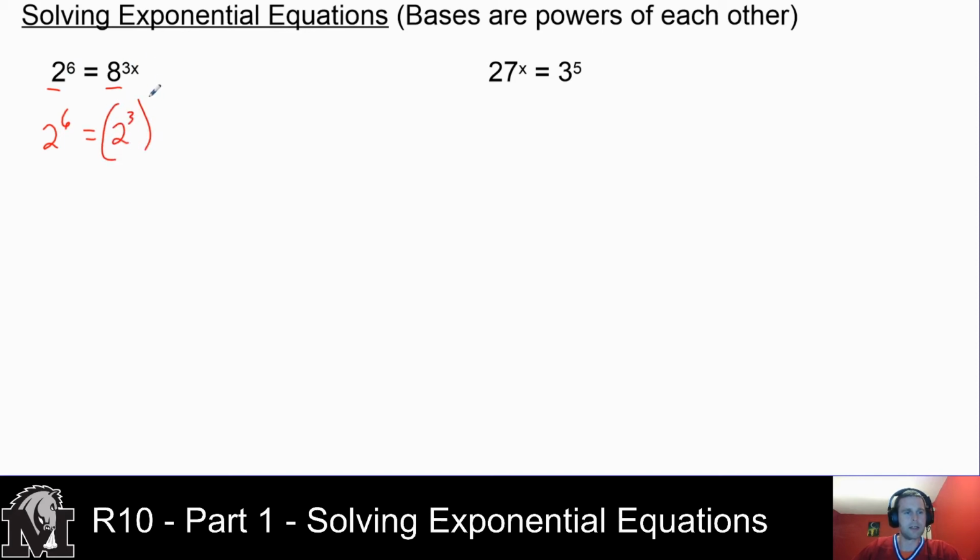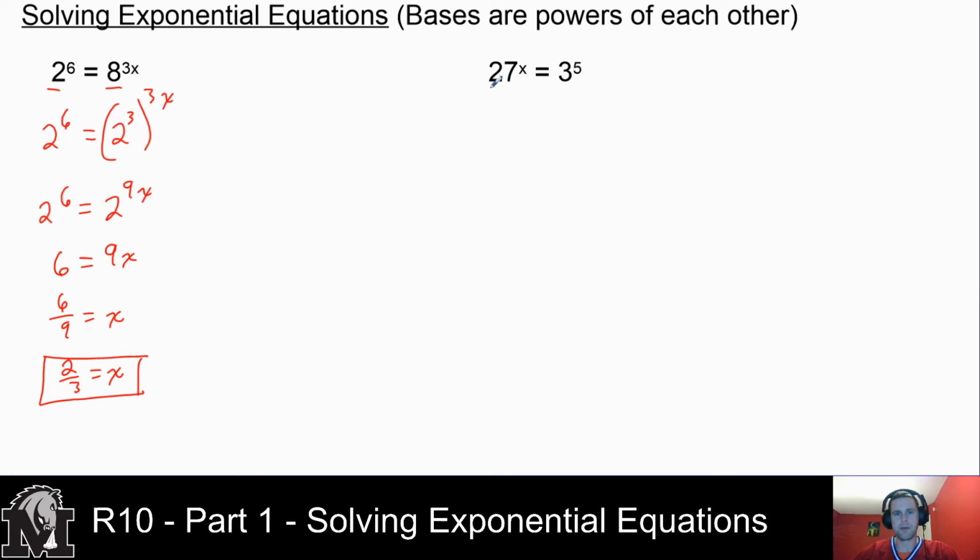Now we have to raise that still to the power 3x. When you have an exponent raised to another exponent, you multiply the exponents, so we end up with 2 to the power 9x. Now we have common bases, so if the bases are the same, then the exponents must be the same, so 6 is equal to 9x. I'm going to move that 9 to the other side, so 6 over 9 is equal to x, which is actually 2/3 is equal to x. No need for a calculator.